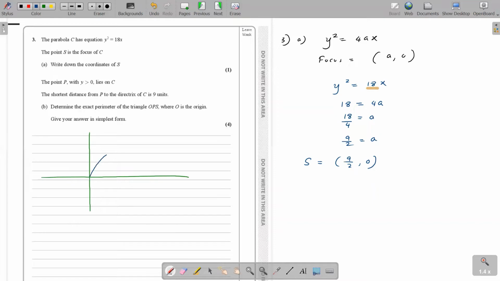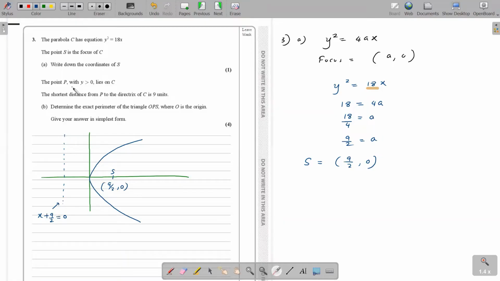So this is my parabola. This is my directrix. The focus is (9 over 2, 0), right? Can you see? I'm marking the focus. Then if the focus is 9 over 2, the directrix will be x equals minus 9 over 2, or we could say x plus 9 over 2 equals 0. Do you agree with me?